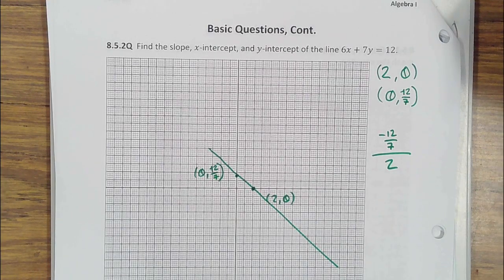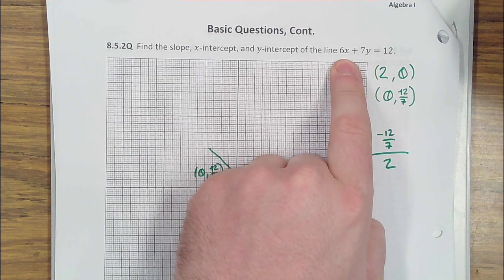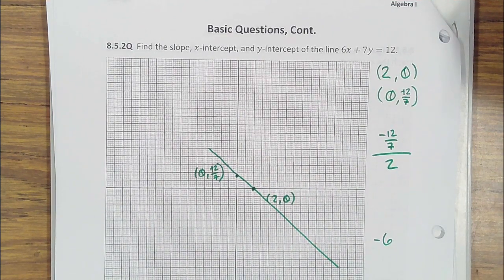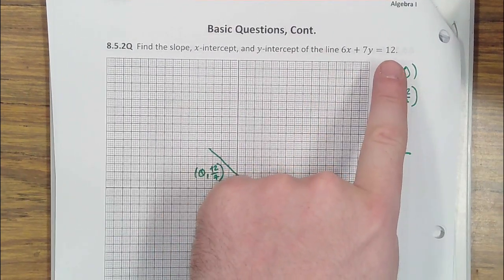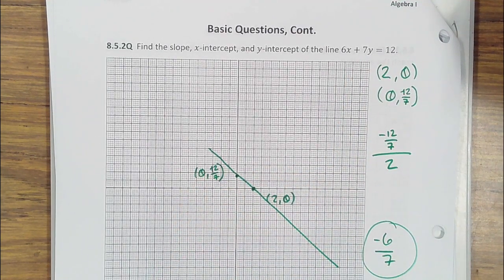But another way to get the slope is if we get it in slope-intercept form, right? Y equals mx plus b. So imagine we're getting y on its own. I need to get rid of this, right? So I'm subtracting 6x. So I'm going to have a minus 6 next to the x when I move it over, correct? And then I'll divide by 7. That's slope.